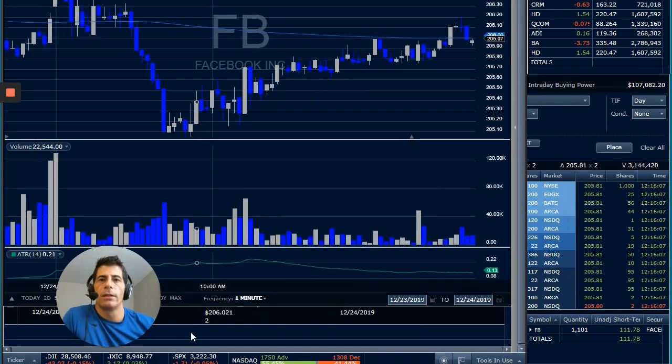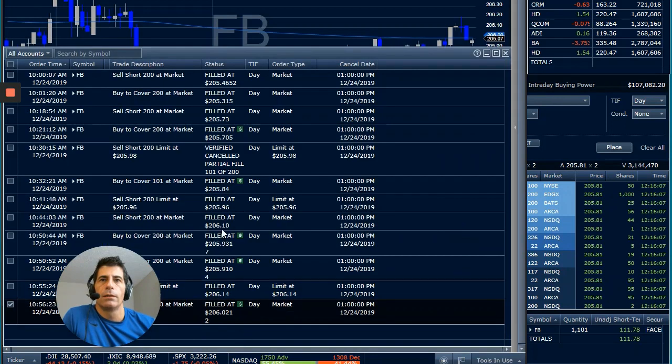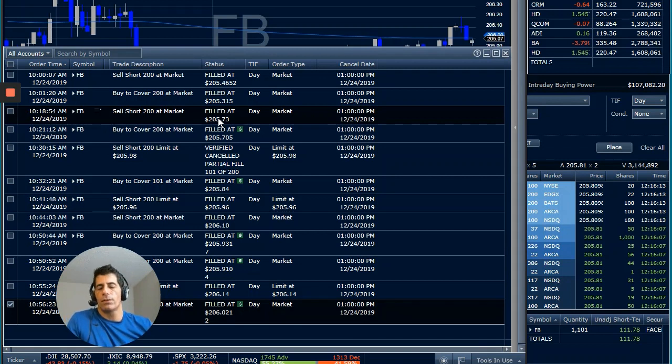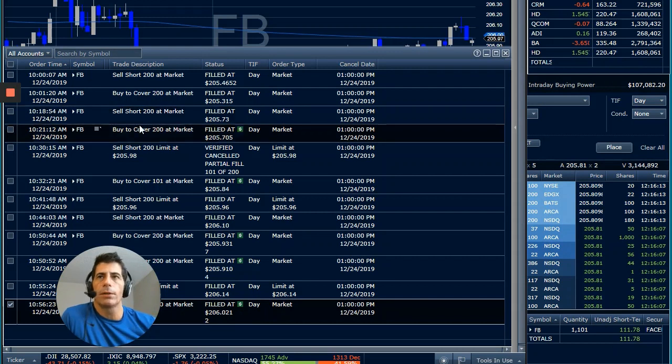Let's take a look at the next trade. So the next trade was a short sale, and it was at 10:18. So about 15 minutes later, I remember I wasn't happy, like I said, with the spreads. They never really came down. Usually at 10:30 or so, the spreads get a little bit tighter, so I don't lose price by putting in market orders.